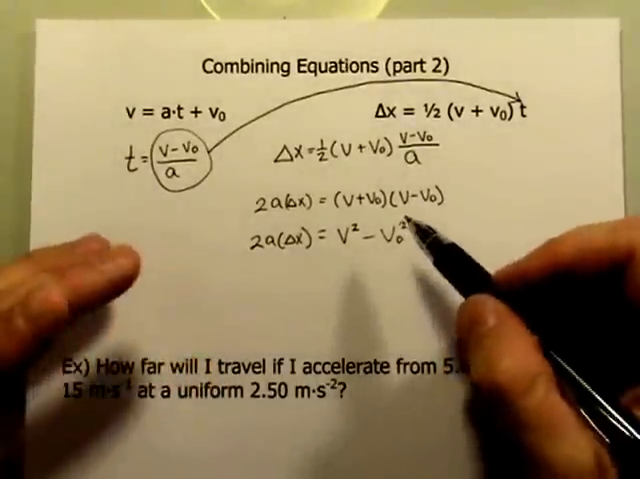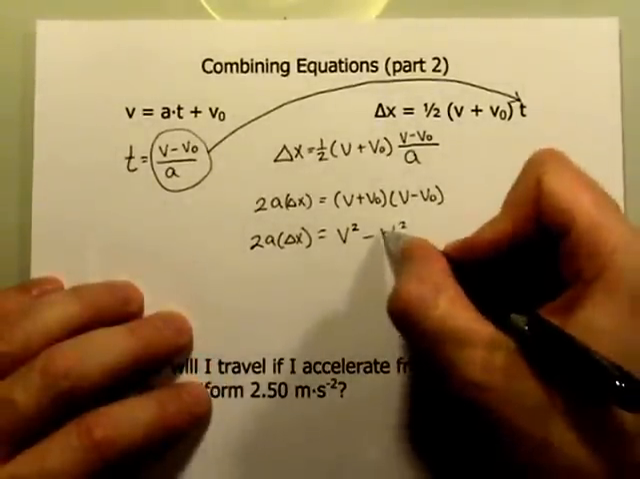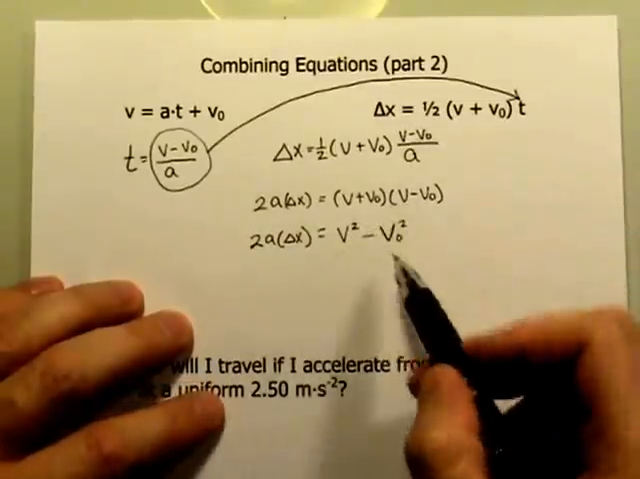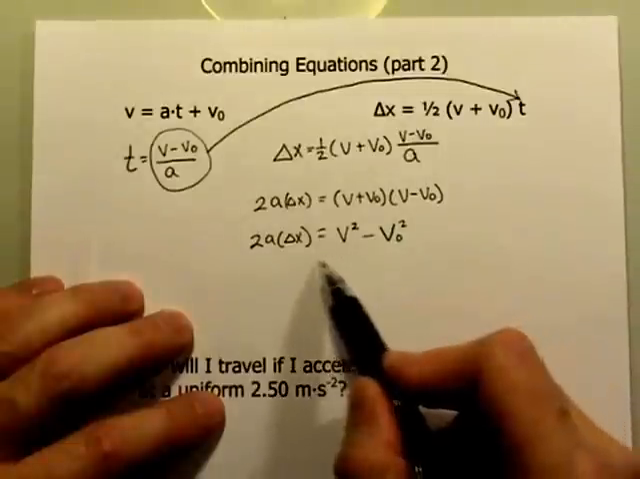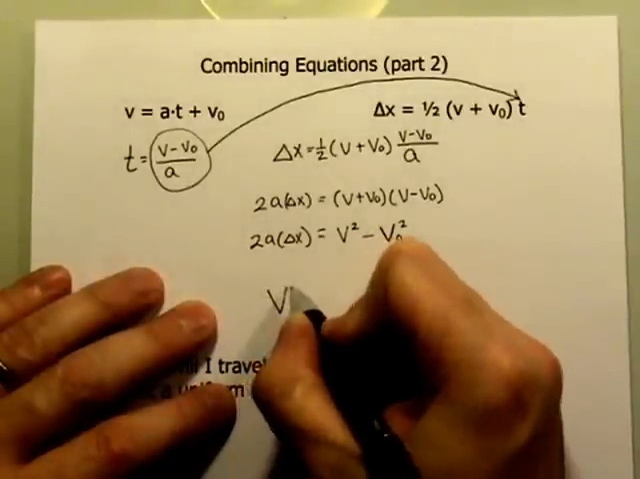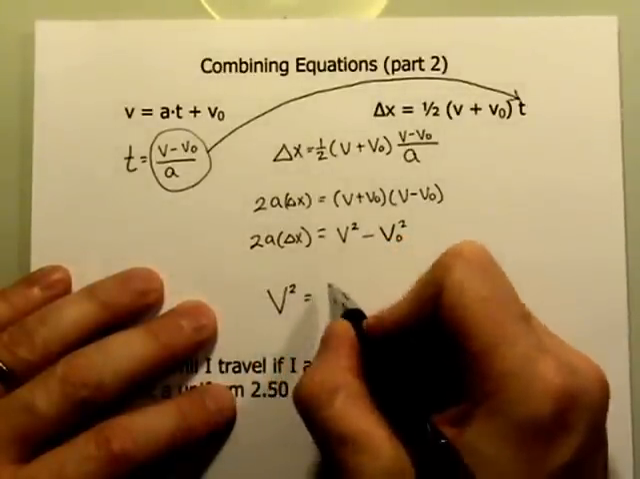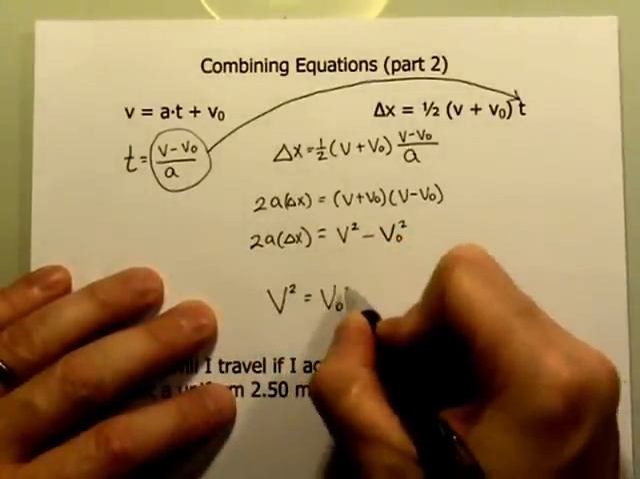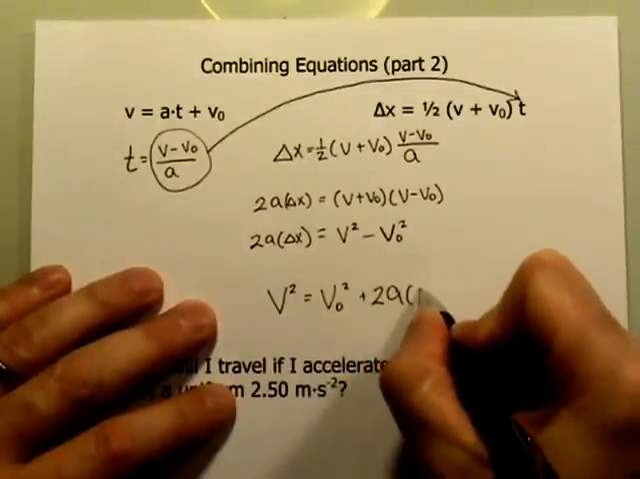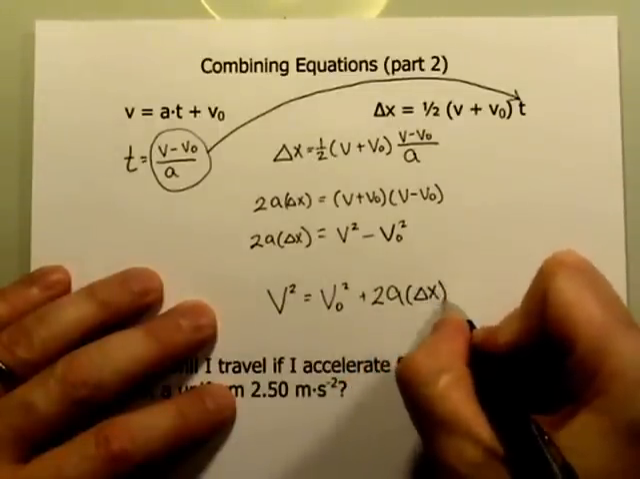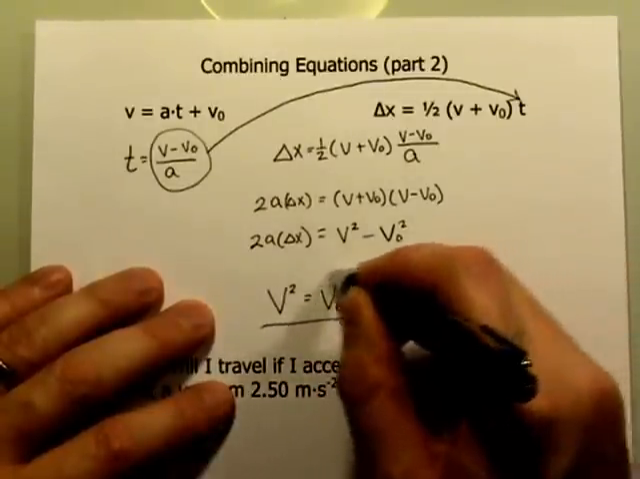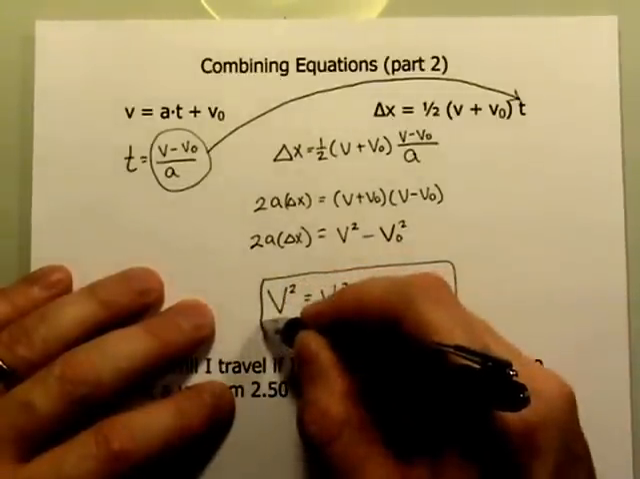Generally the form of this equation that you're going to see in the data booklet is solved for v. If I were to solve for v, I would just add the v naught squared over to the other side, and I would end up with this final equation. v squared is equal to v naught squared plus 2a delta x. And that is our fourth and final equation.